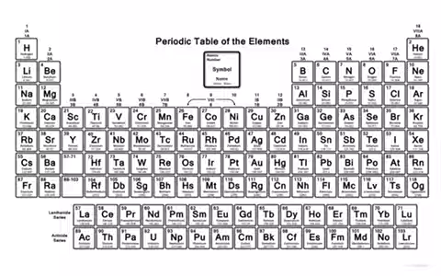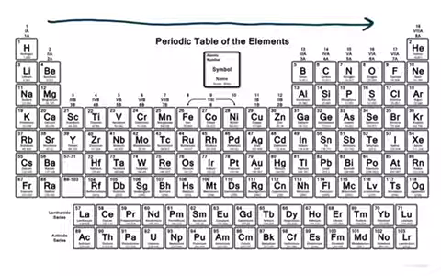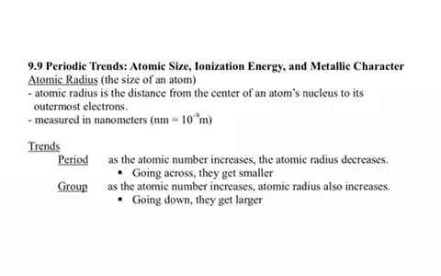Now, there are two types of patterns. There are patterns that occur when you go from left to right along a period. These are known as periodic trends. If you recall, there are 7 periods, and you'll notice that certain properties do follow patterns. However, there are also patterns that occur when you're going up and down along a group, and these are obviously called group trends.